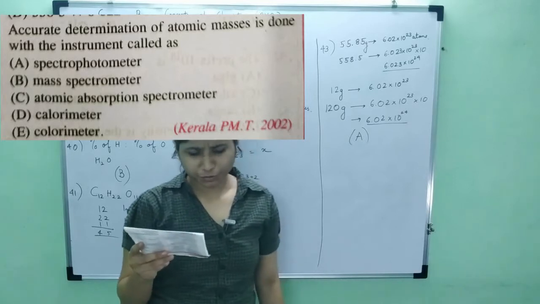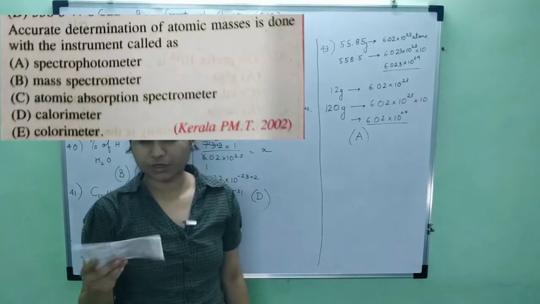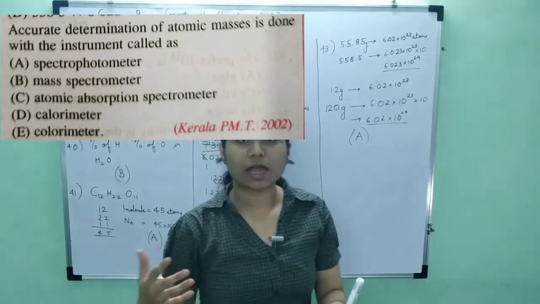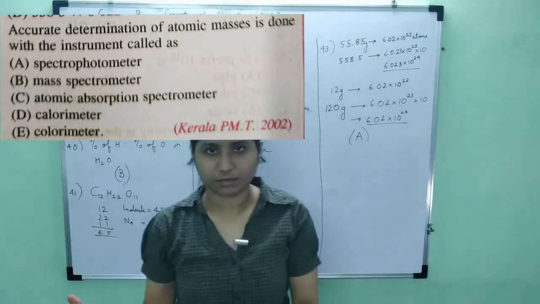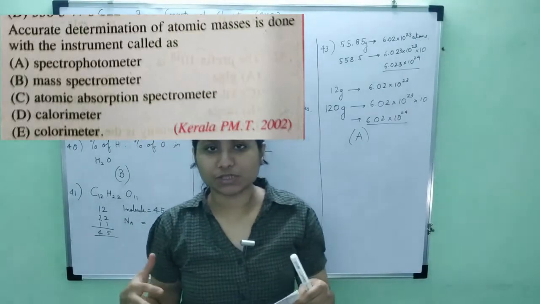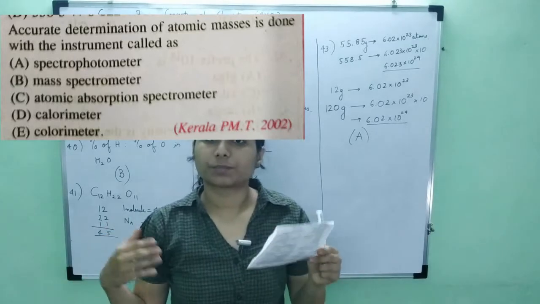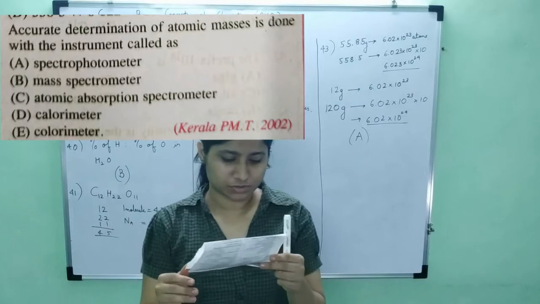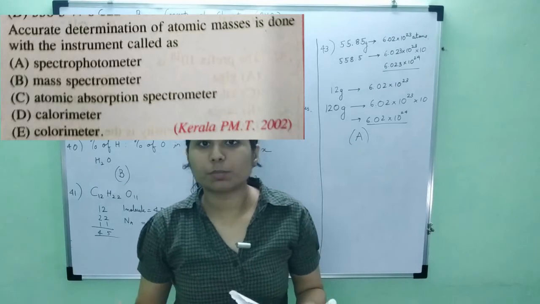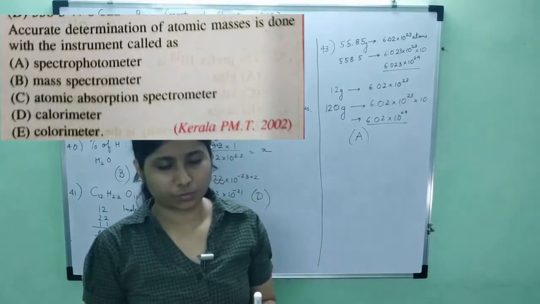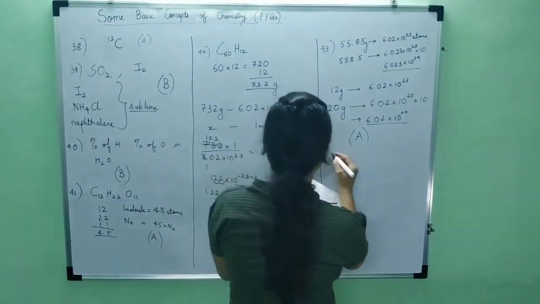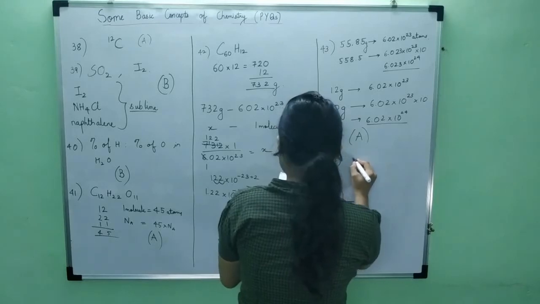Then spectrophotometer, no, it uses light as a source, so atomic masses cannot be determined from that. Atomic absorption spectrometer tells us about what atom it is, but it does not tell us about the weight of that substance. Calorimeter uses heat and tells us how much the heat is changed in a particular physical or chemical change. So that is not also the answer. Colorimeter also tells us about how much light is being absorbed by a substance. So it does not give us the weight. Okay. Now what is the answer for this question? The answer is B.